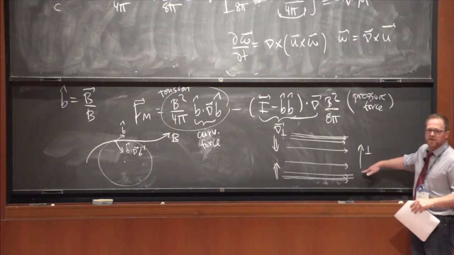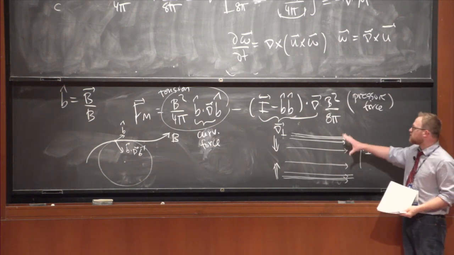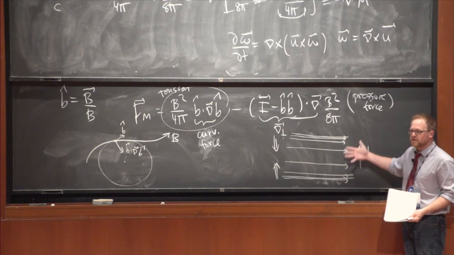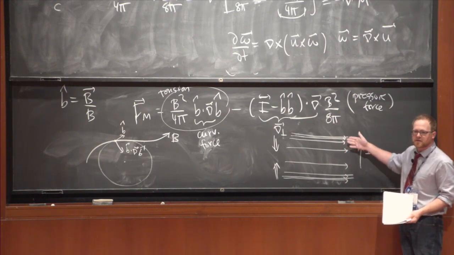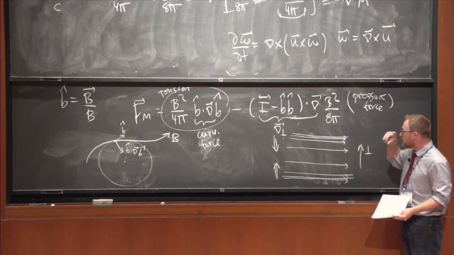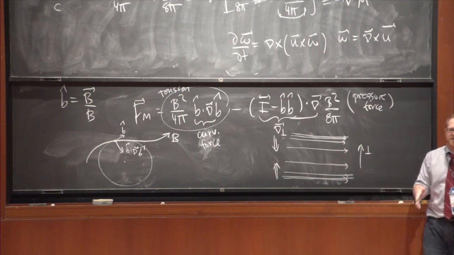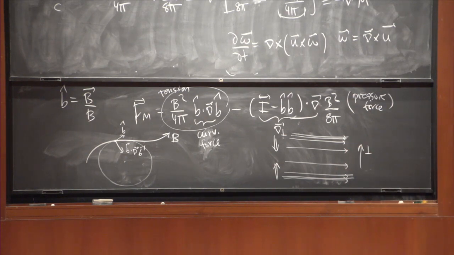The same thing here. If there's some compression in the flow, which squeezes the magnetic field in some direction perpendicular to its own direction, it's going to want to spread back out, which means it's going to exert a force on the plasma in order to force that to happen. Right?